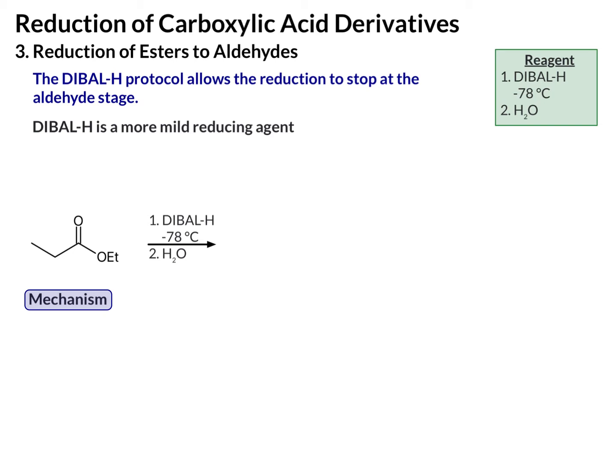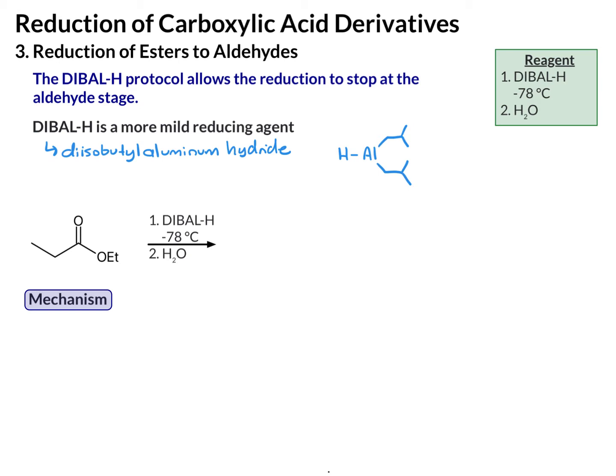And DIBAL is a more mild reducing agent than LAH, and it has a special reactivity that's even different than sodium borohydride. So DIBAL stands for diisobutyl aluminum hydride. Structurally it's different than LAH and sodium borohydride in that the aluminum isn't negatively charged. In fact, what we have is a hydride bonded to the aluminum and two isobutyl groups on the aluminum. So that's what DIBAL looks like.